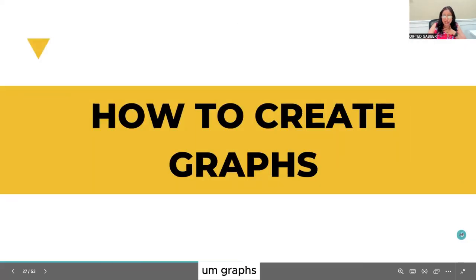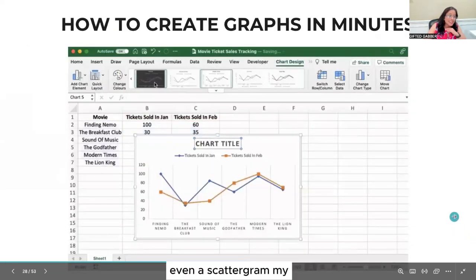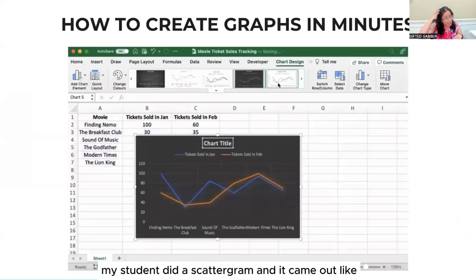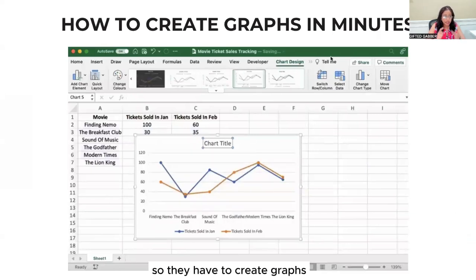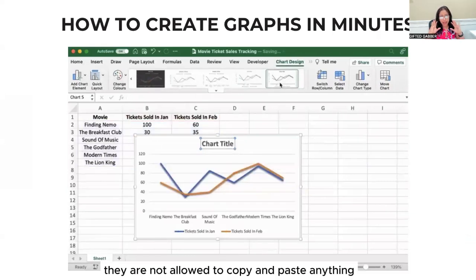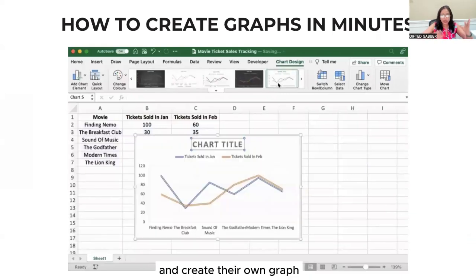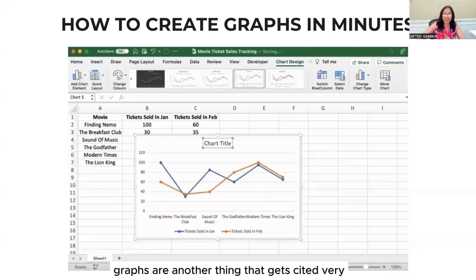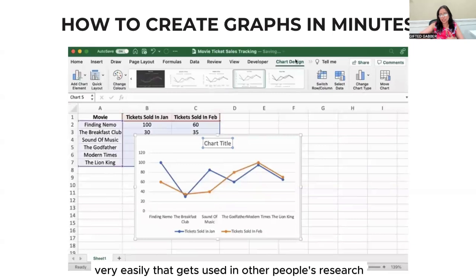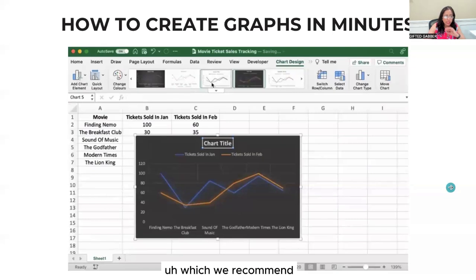And then graphs. Graphs are supremely important. Even a scattergram, my student did a scattergram and he was amazed with those results. So they have to create graphs. Is it a bar graph? They're not allowed to copy and paste anything from anywhere. If they collected data, then they have to create their own graph because that is their contribution. Again, graphs are another thing that gets cited very easily, that gets used in other people's research. So graphs are very, very important, which we recommend they have.